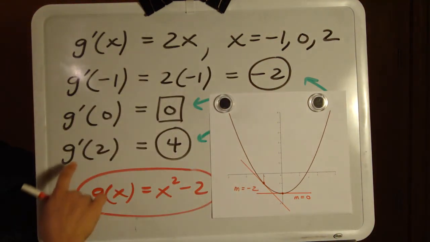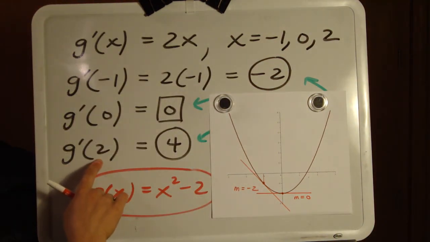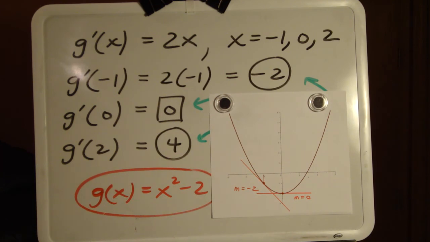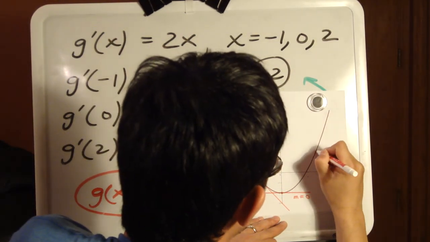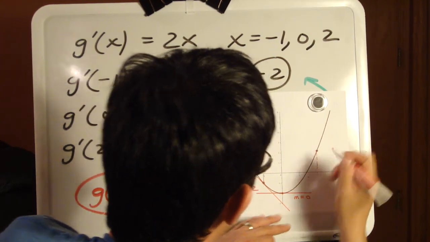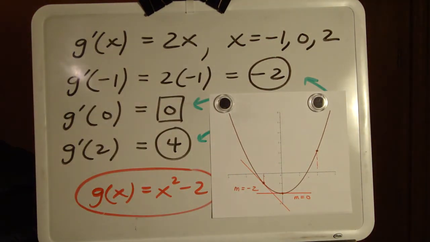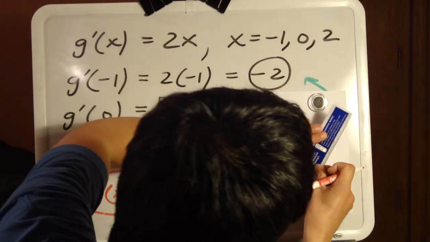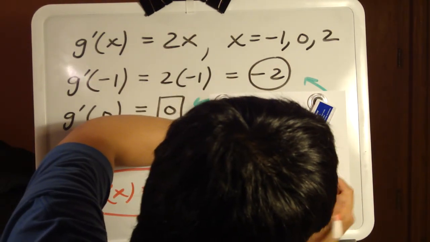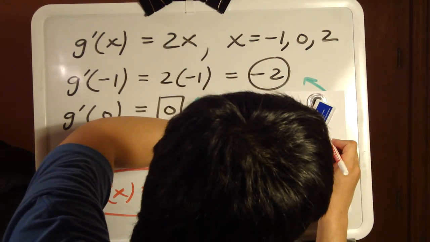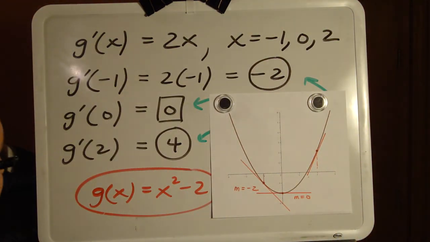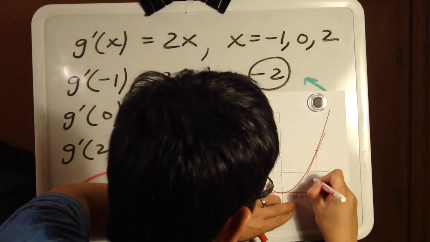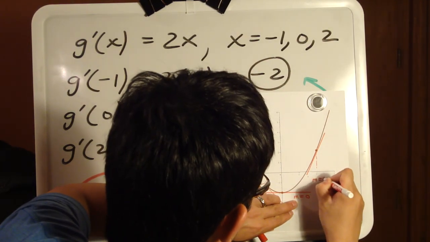Okay, and lastly, when x is equal to 2, the slope of the tangent is now 4. So we find 2 here and go up to the curve. So that's right about here or so. And you can see the steepness of this tangent line here. Like that. Okay. So now you can see that the slope is changing. So the slope here, m is equal to 4.